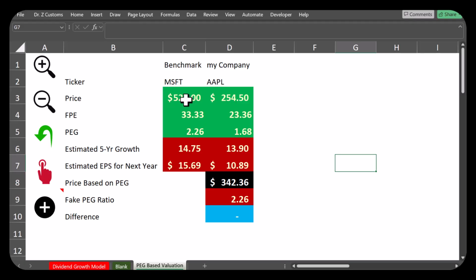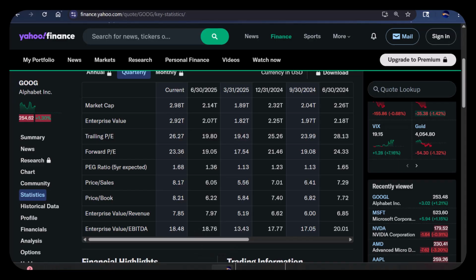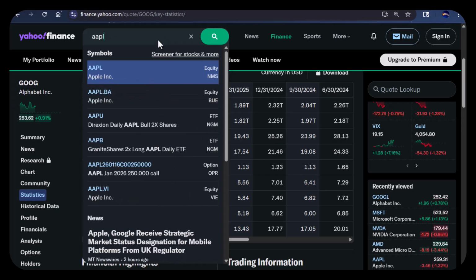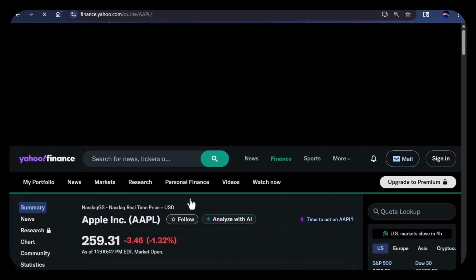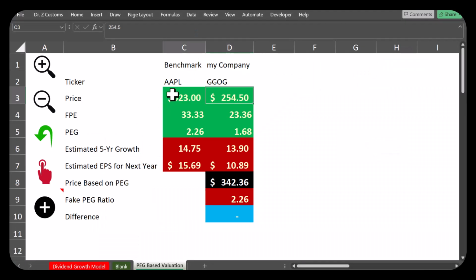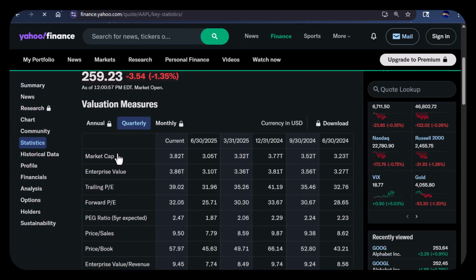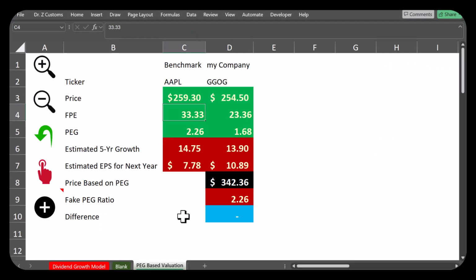Well, technically, Google have phones. So let's make Apple the benchmark. Let's leave Google the same. Let's find these three numbers for Apple. $259.30. And if you go to statistics, 3205 and 247.